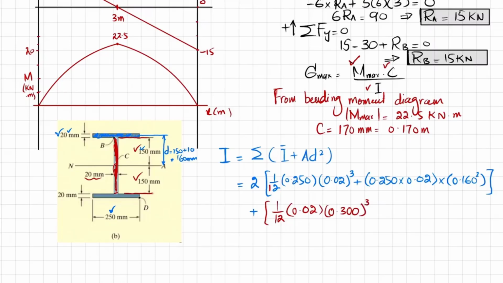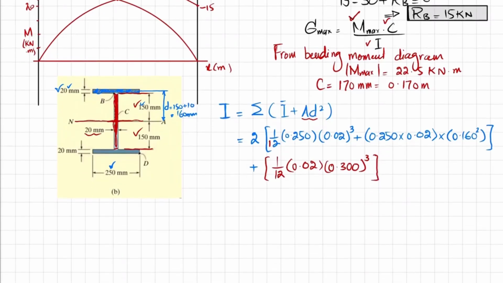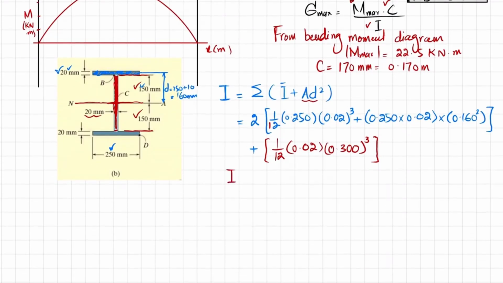We will not use here the A plus D plus AD square, because you can see its D will be 0. This web has a midpoint over here, and this neutral axis is passing through the centroid of this flange. So D will be equal to 0, so the AD square term will be 0, and we will only be left with this thing. So when you calculate all these values, you will get I in meters as 301.3 into 10 to the power minus 6 meter power 4.